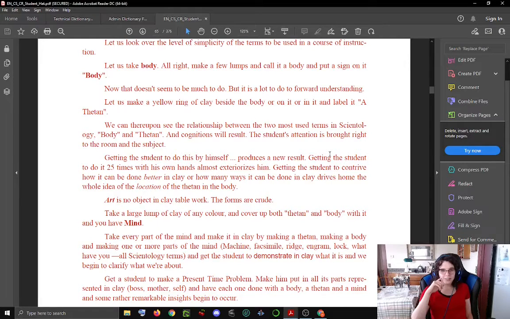That's funny that they're teaching us in the student hat. Body thetans, OT3 stuff. That's way high up.